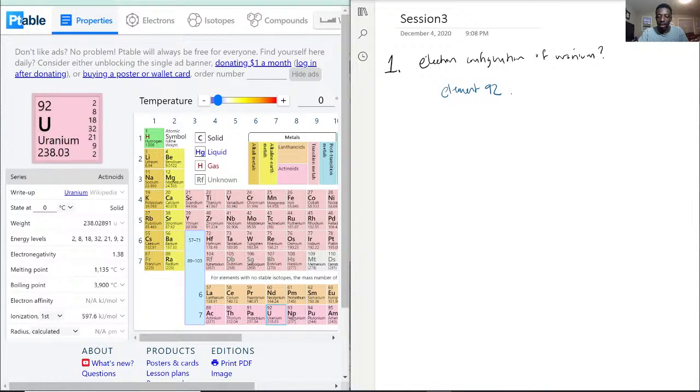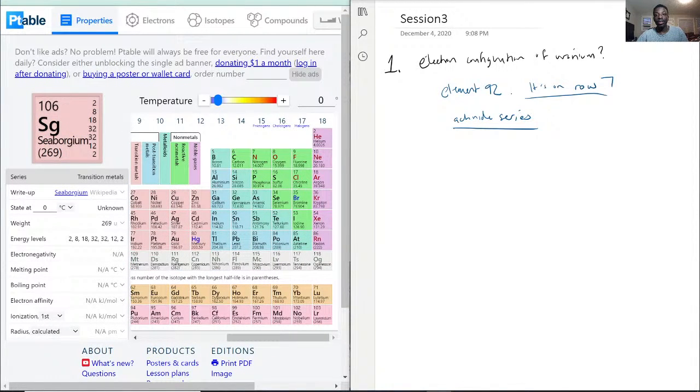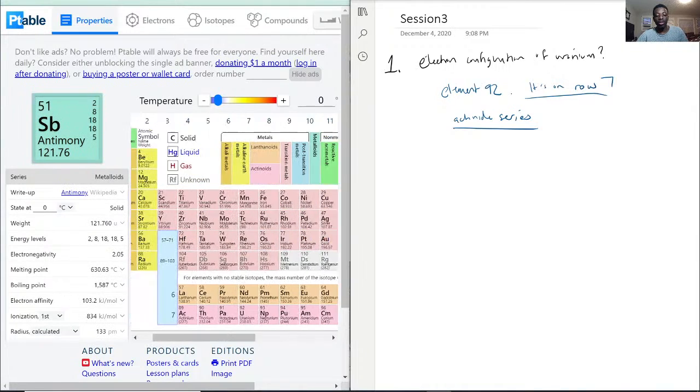Based on this, it's on row 7, and it's in the actinide series, which is just the elements after actinium. So now that we know those two, what I like to do to figure out the electron configuration is go through and count the whole configuration one by one, but I do usually prefer to use a shorthand notation. In this case, let's just go through it using the long-handed form.